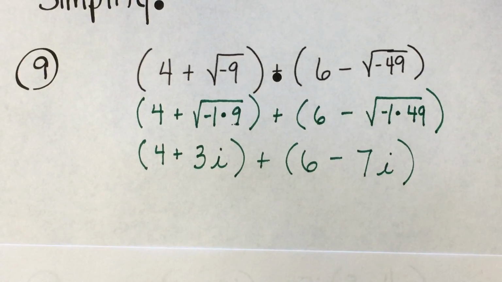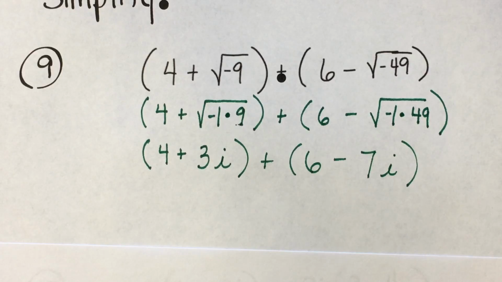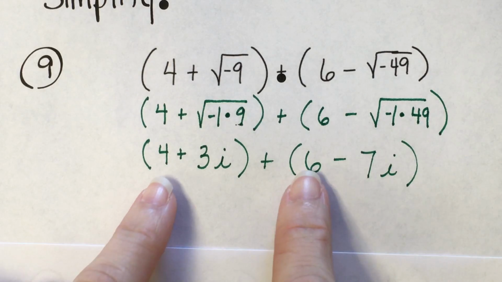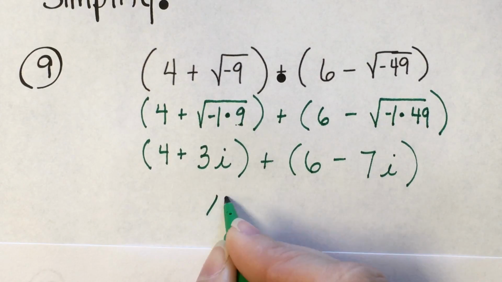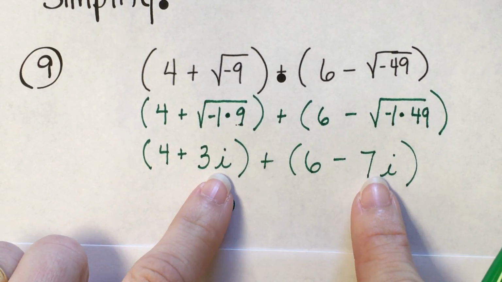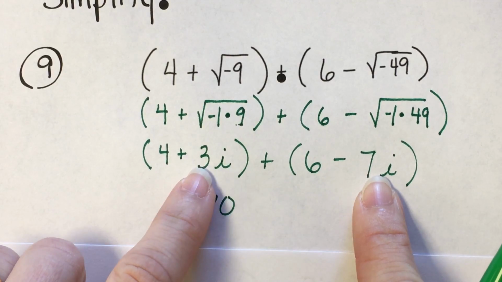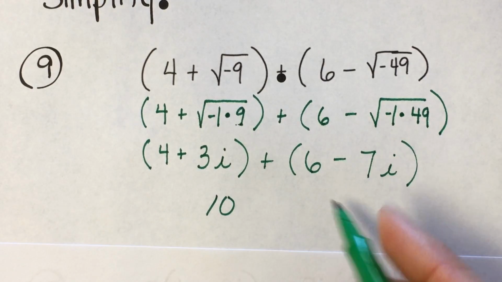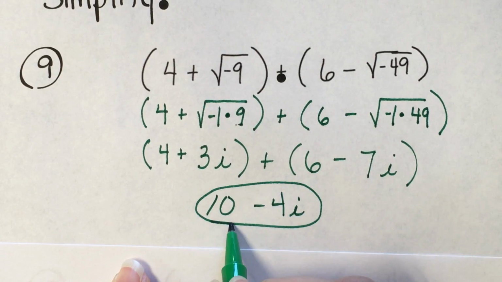So now I have a problem that looks just like the addition problem that I did earlier. Now that you have it in what they refer to as standard form, now you just combine like terms. So you combine your real numbers together. So the 4 plus the 6 is going to give us 10. And then combine your imaginary numbers together, or the imaginary parts. So 3 minus 7 is going to give me a -4i. So this is your answer.